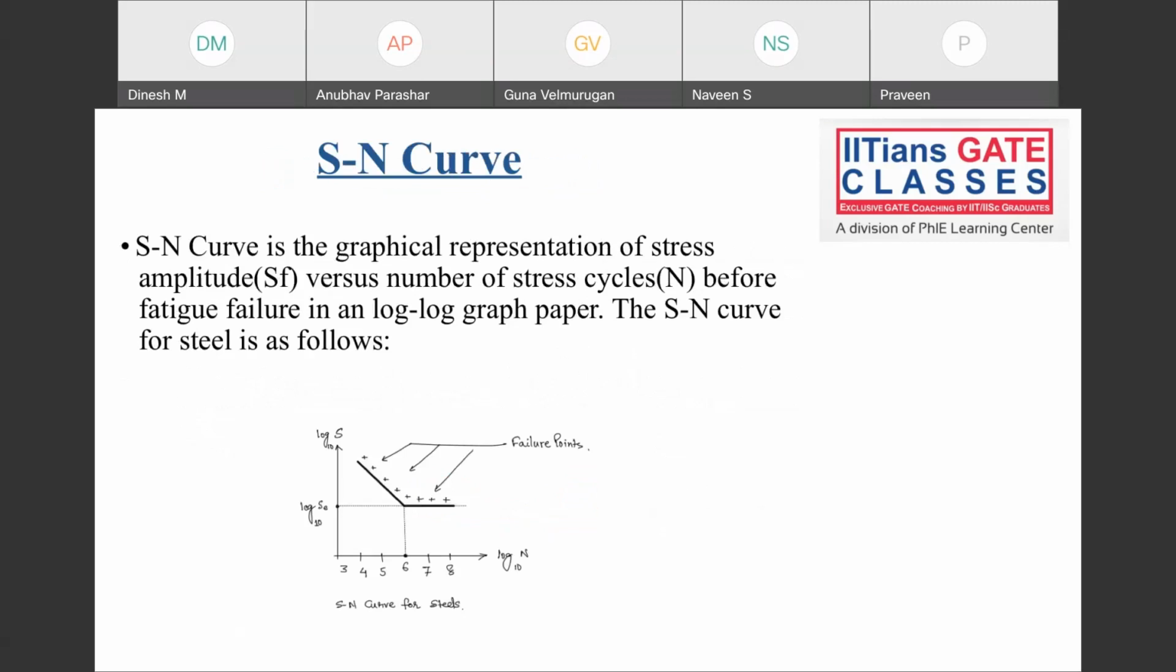We predict the endurance limit. So we'll see what an SN curve is in detail. Next, we are going to plot an SN curve. We'll learn how to plot an SN curve. So what is an SN curve?